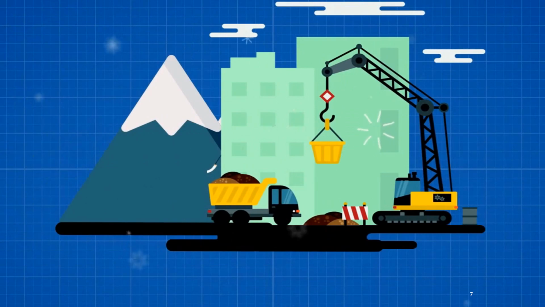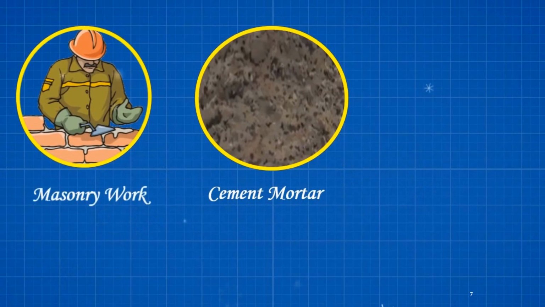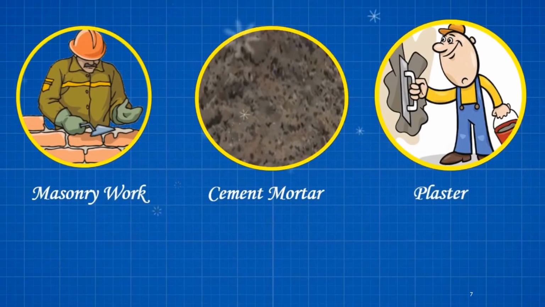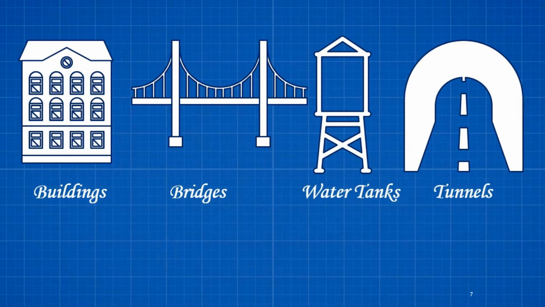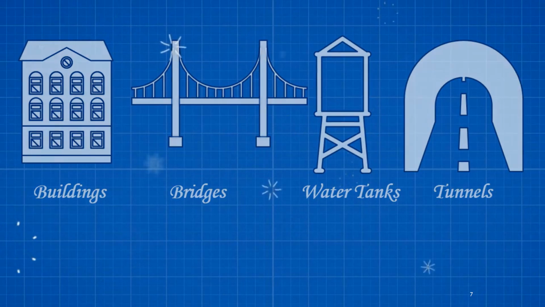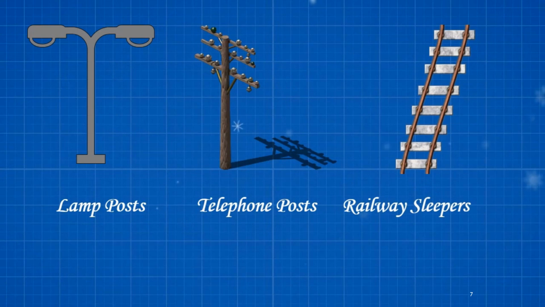Nowadays, cement is used in many fields. They are: cement mortar is used for masonry work, plaster, pointing, etc. Cement concrete is used for the construction of various structures such as buildings, bridges, water tanks, tunnels, etc. Also, cement is used for lamp posts, telephone posts, railway sleepers, etc.